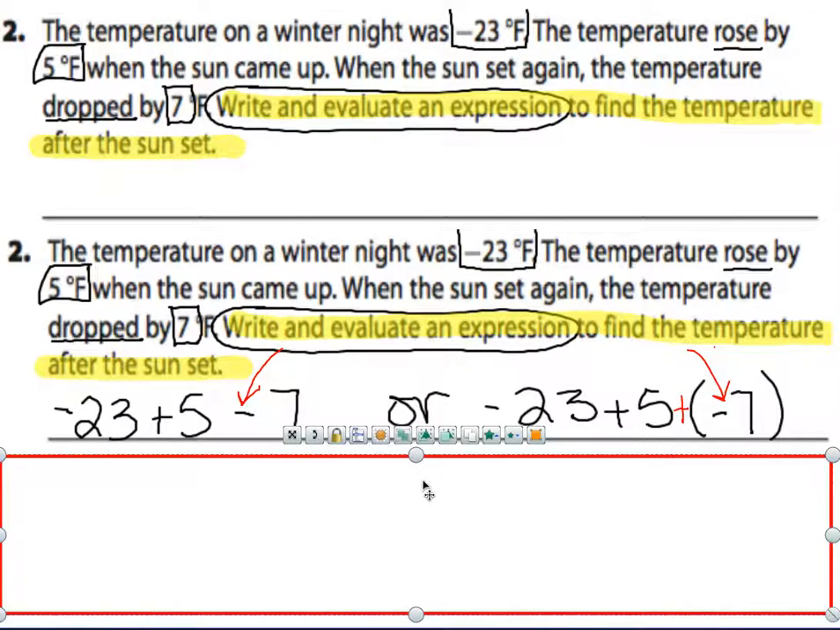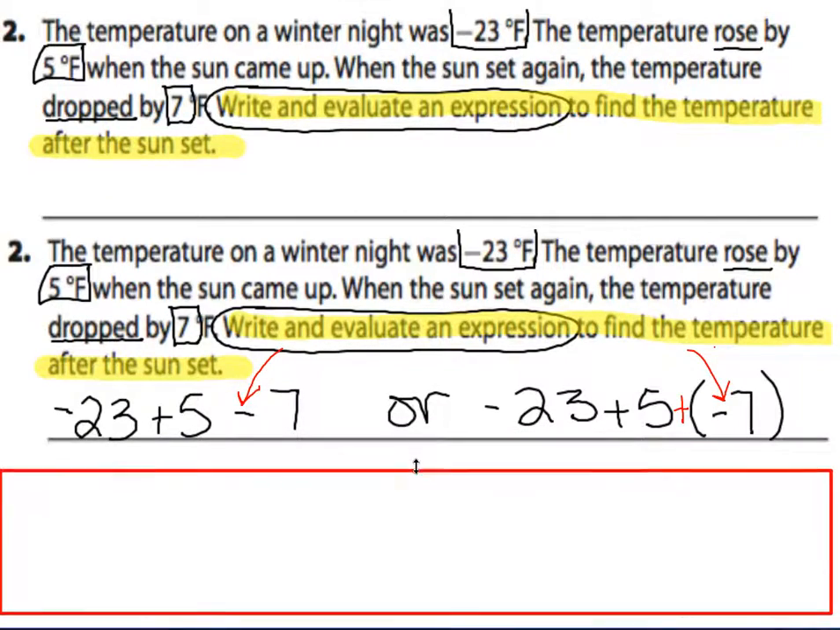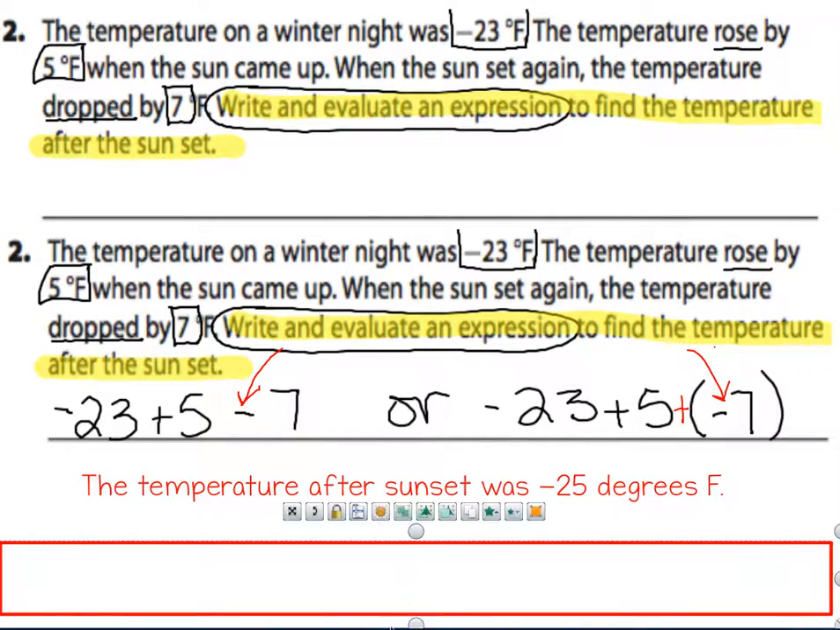All right, and then you can go ahead and solve, but remember, you need to tell me the temperature after the sunset. So you're not telling me anything compared to 0 or above or below 0. So in this case, the temperature after the sunset was negative 25 degrees Fahrenheit. At this point, I want you to do your ride for problem 3, and then pause and come back and check your answer.